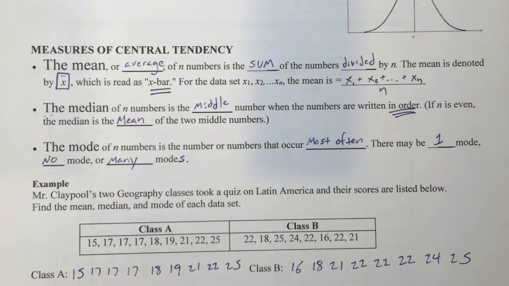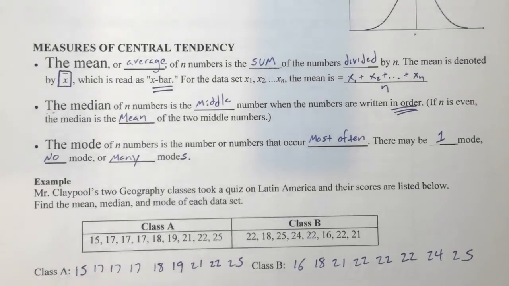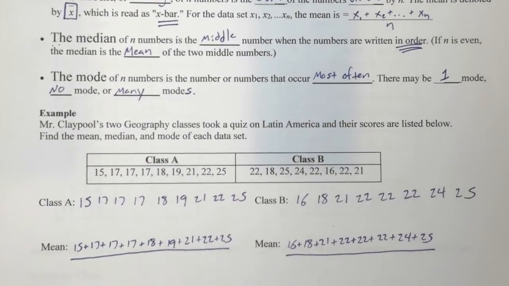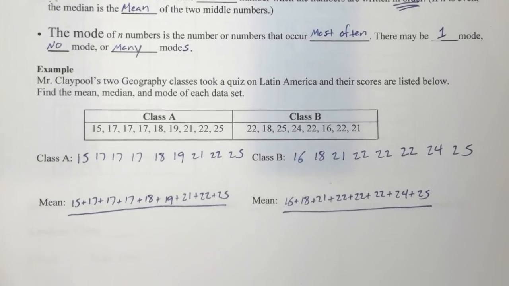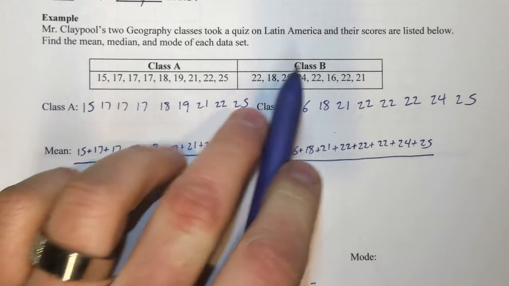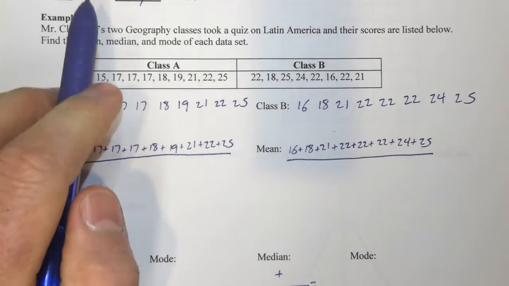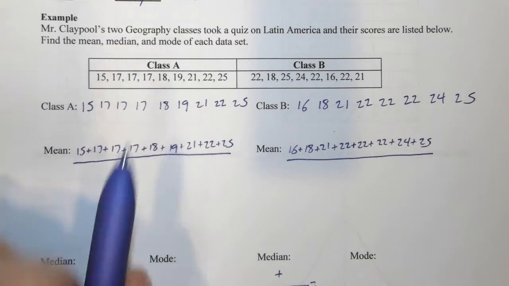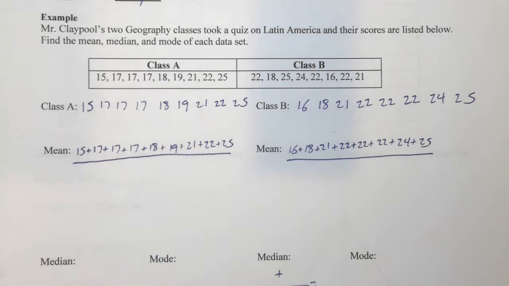Let's do an example problem with some of these measures of central tendency. What I have right here says Mr. Claypool's 2 geography classes took a quiz on Latin America, and their scores are listed. We have class A on the left, and class B on the right. What we want to do is find the mean, the median, and the mode of this data set. This is something that students ask for all the time: what was the average of the quiz? And so they want to know.